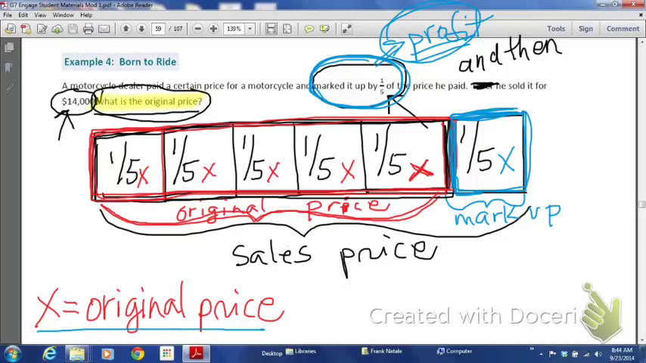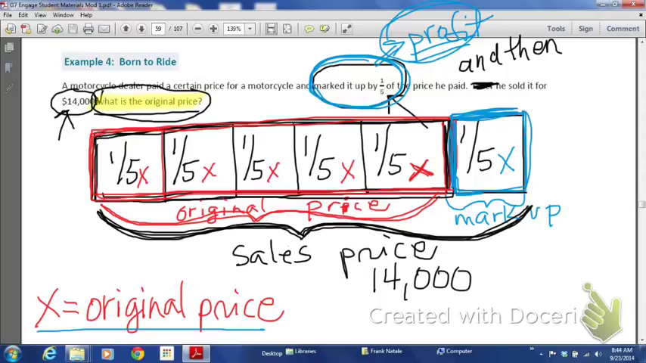Now the sales price is represented there. The sales price is all of it, all of those fifths. And we know that number. That is 14,000. We have to know something. If we don't know any of this information, it's very difficult, well, it's impossible to find out any of it. But we do know this, and that is $14,000.